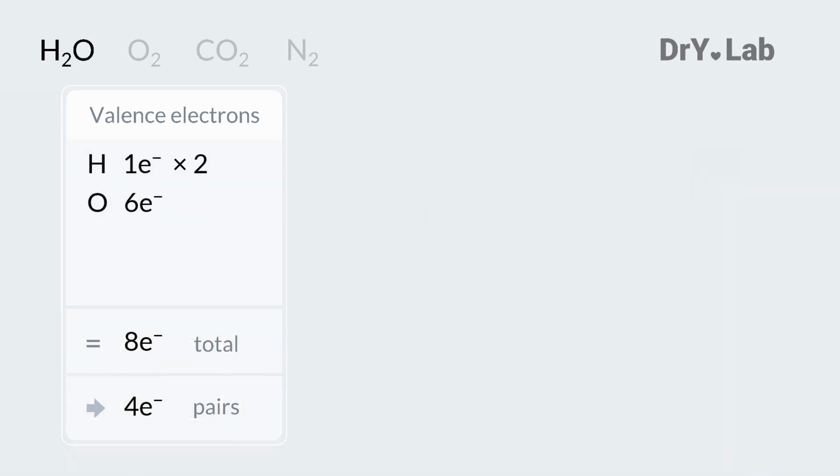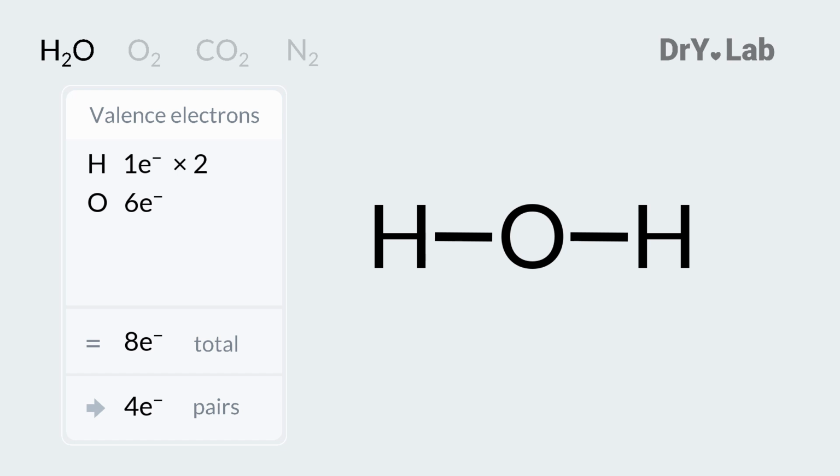We usually put the least electronegative atom in the middle, but since hydrogen can never be a central atom, oxygen will have to be in the middle. Connect all atoms with single bonds. There are 2 more pairs of electrons remaining to distribute. Put those as lone pairs on oxygen, so that oxygen has an octet.